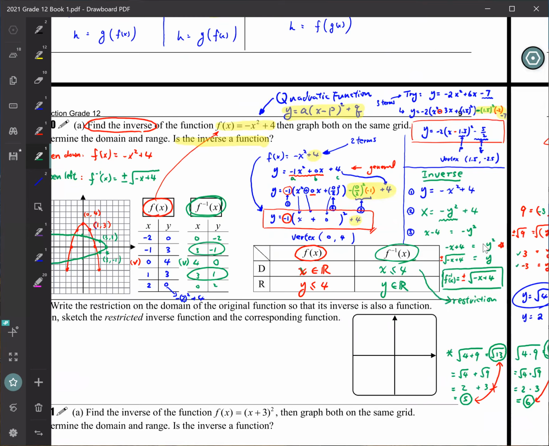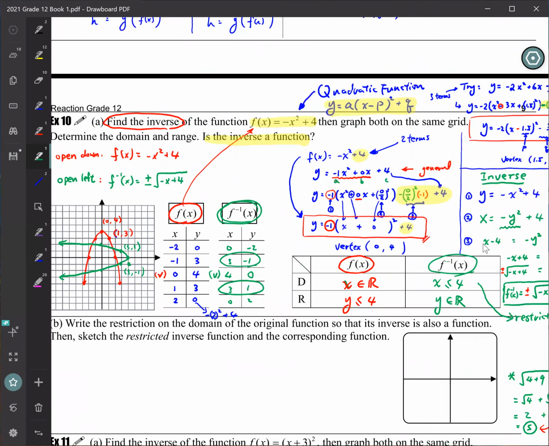Okay, so to answer this part, you'll say no, the inverse is not a function.